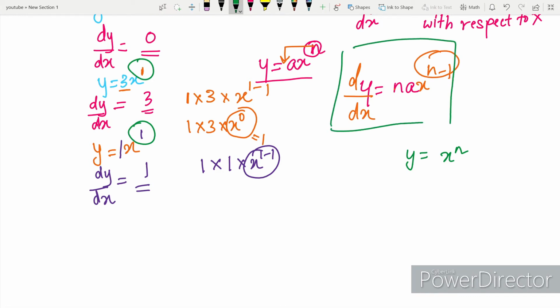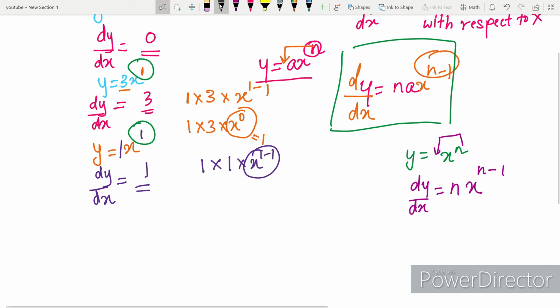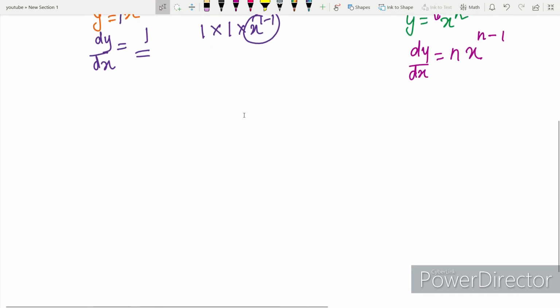So if you have x to the power n, when you differentiate, you're supposed to bring the n to the front, and that will be dy over dx. So that's the first step. Bring n, the power, to the front, and then you write x just like that, and you have n minus 1. Okay? Cool.